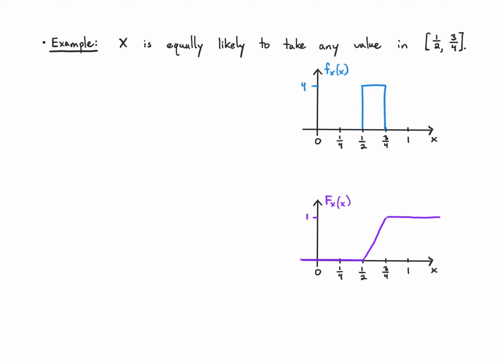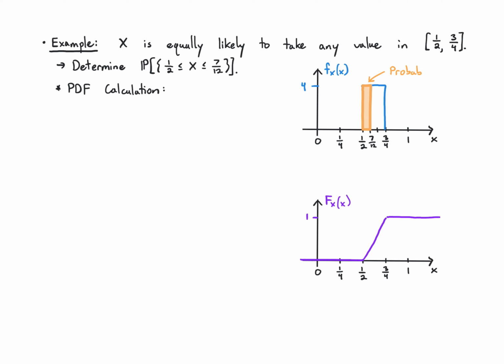Okay, well, let's stay in the same example and let's actually try to figure out the probability that I land between 1/2 and 7/12. In the PDF, to calculate the probability, I work out the area under the curve. So here's 7/12, and I'm going to calculate this area under the curve. That's going to be my probability. So the probability for this PDF is the area under the curve, so I'm going to integrate that from 1/2 to 7/12.